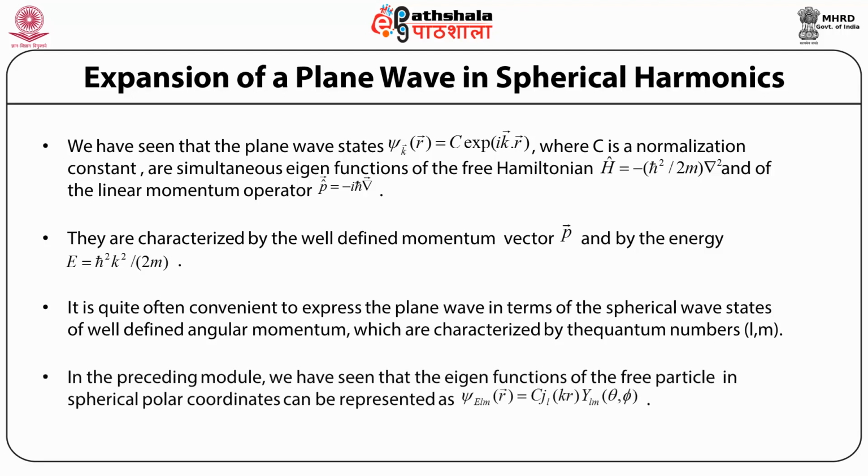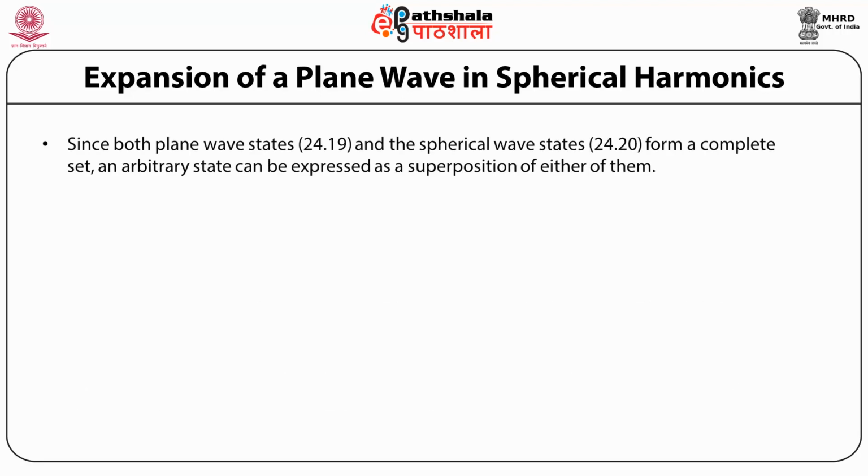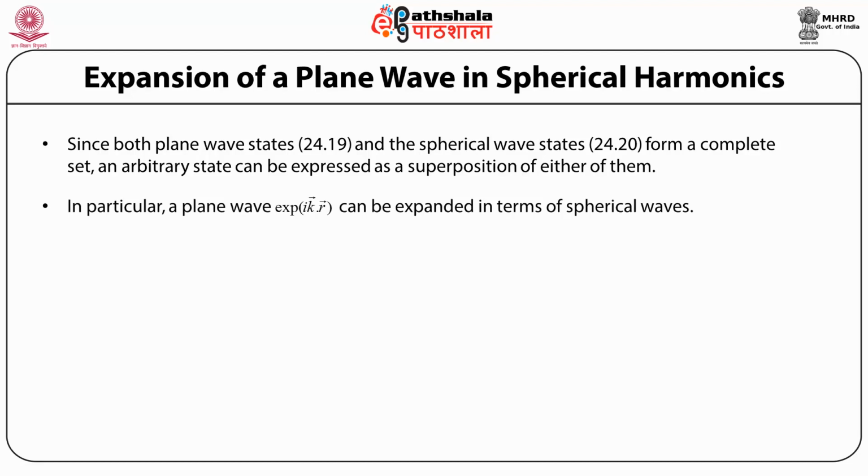In the preceding module, we have seen that eigenfunctions of the free particle in spherical polar coordinates can be represented as ψ_Elm(r) = c j_l(kr) Y_lm(θ,φ). Since both the plane wave states 24.19 and the spherical wave states 24.20 form a complete set, an arbitrary state can be expressed as a superposition of either of them. In particular, a plane wave e^(ik·r) can be expanded in terms of spherical waves.